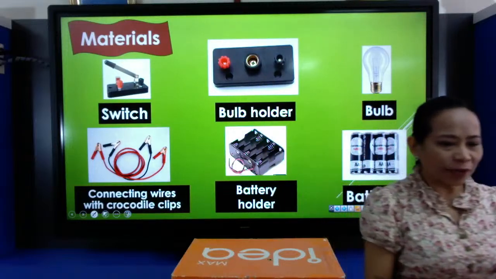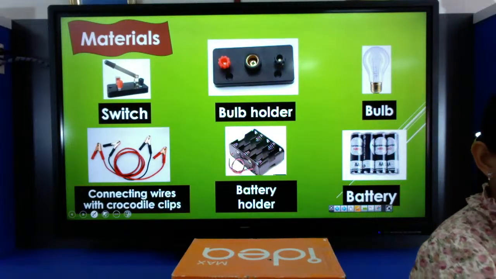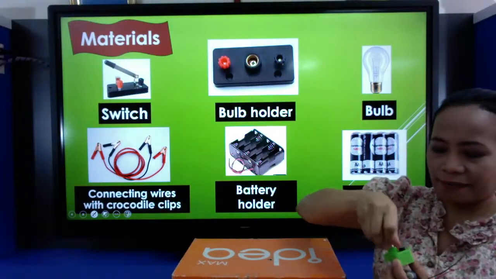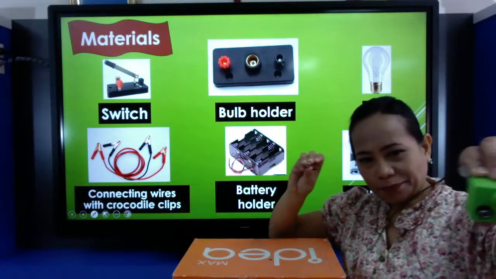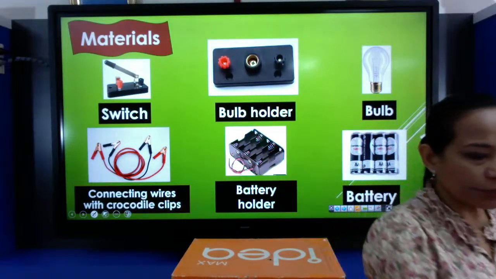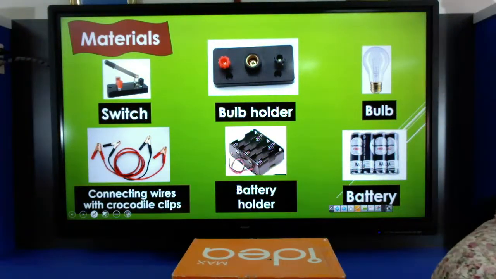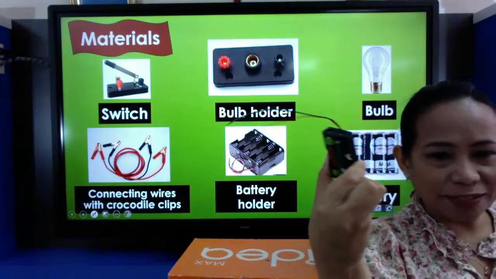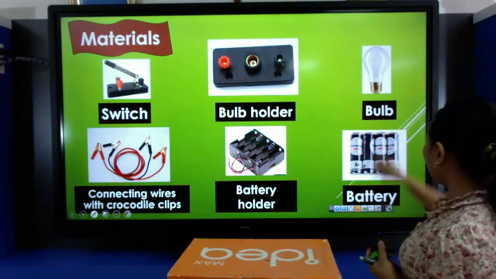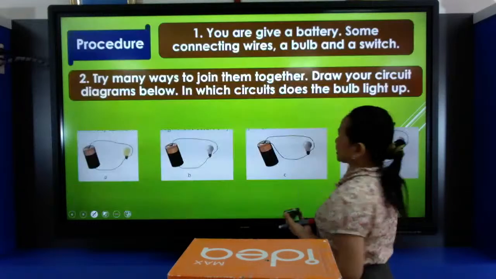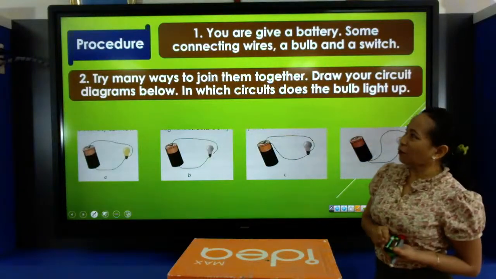I have here a bulb holder, this one. This is the bulb holder and the battery holder. Where is my battery holder? This one. Okay, this is the battery holder, and the bulb and the battery. Okay, so next, procedure number 1.